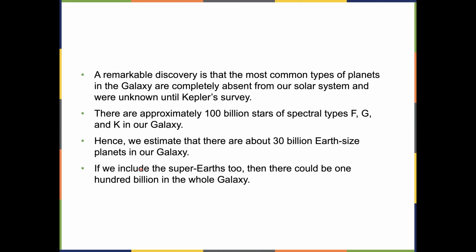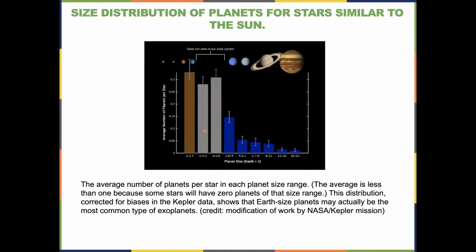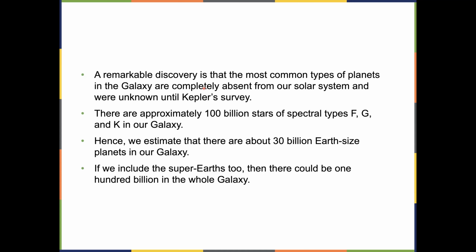And if you consider super Earths, these other two bins, 1.4 and 2.83, you can see that they are the most available planets. You will get around 100 billion in the whole galaxy. So that means there will be 100 billion stars. For each star, we can estimate that there will be one Earth or super Earth. So that is the estimate, right?